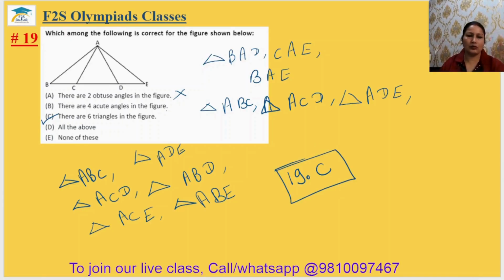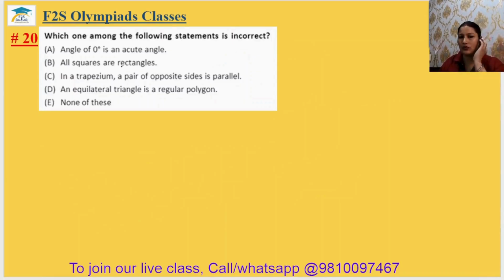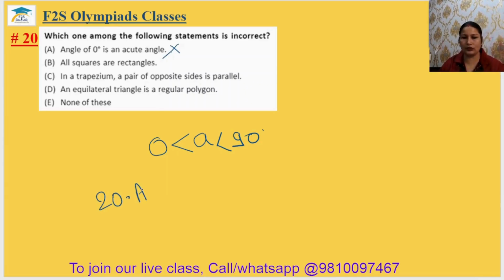Okay, come to question number 20. Which one among the following statements is incorrect? Okay. Angle 0 is an acute angle triangle? No. For acute angle triangle, it should be more than 0 and it should be less than 90 degree. So more than 0, it is not possible. It is incorrect. So 20 answer will be option A. Okay. Come to question number 21.